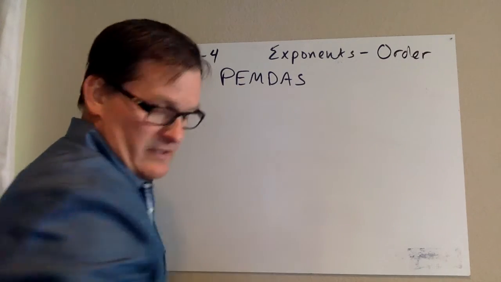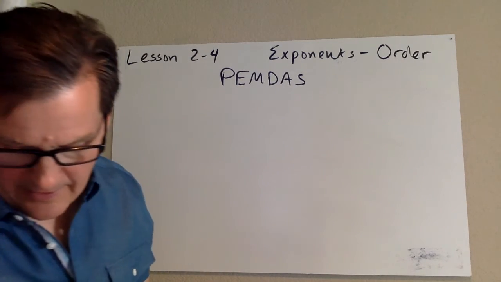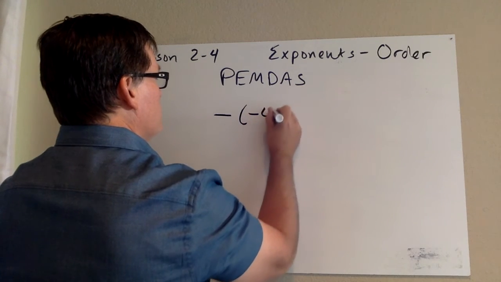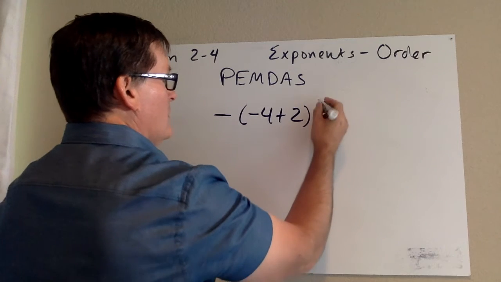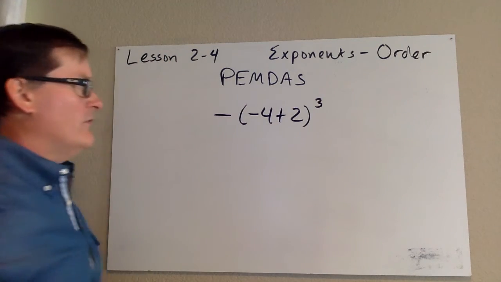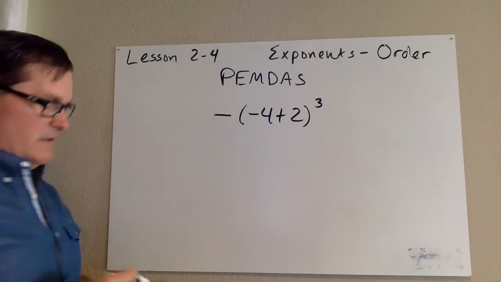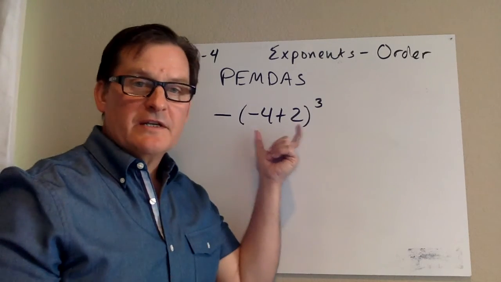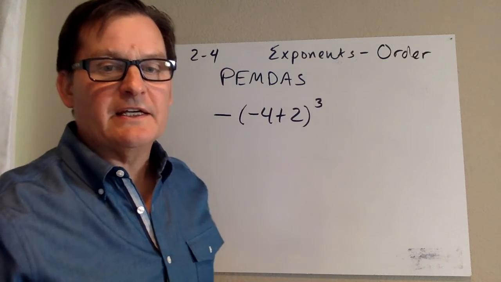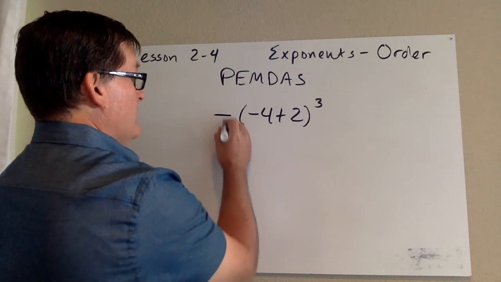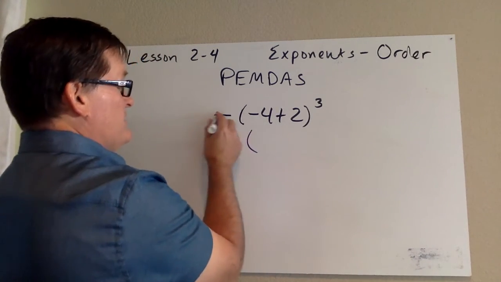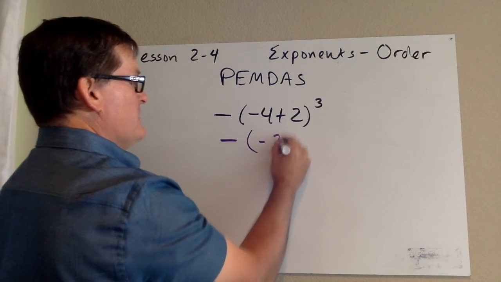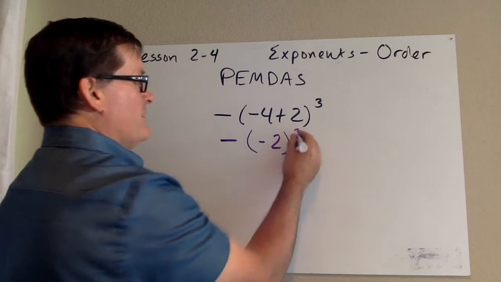One more just for fun review, and this is a common mistake maker. We'll raise this one to the third power also. Parentheses always communicate to us, do what's in here first, take care of this before you do anything else. So let's do that. Keep the negative out there intact, because this is just saying the opposite of whatever this happens to be. Negative 4 plus 2 is negative 2. I'm going to raise that to the third power.